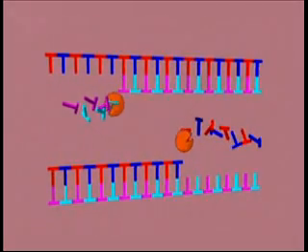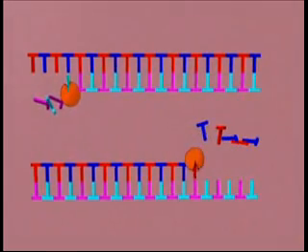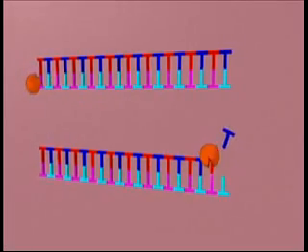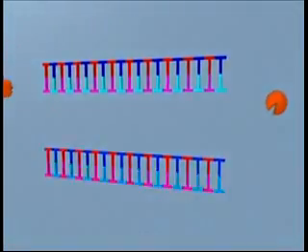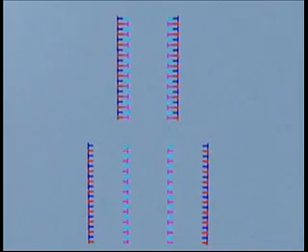Next, the temperature is raised again, and an enzyme called Taq polymerase adds nucleotides to the primers. The result is two separate strands of DNA made from one original. As these three steps are repeated, the number of new strands of identical DNA increases exponentially.